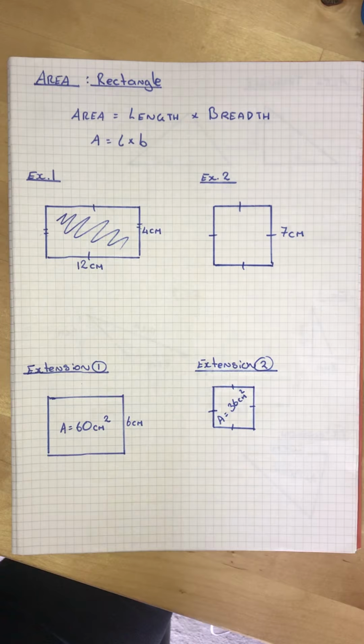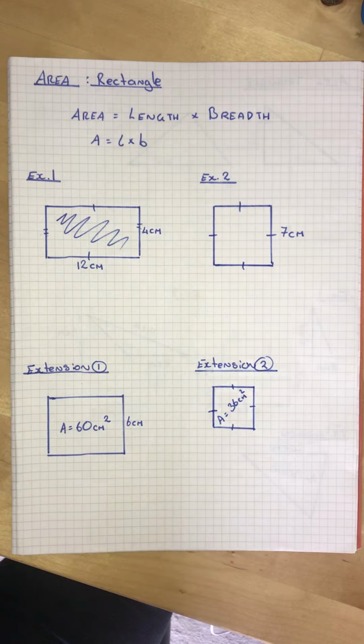Right. So what we're going to do is learn how to calculate the area of a rectangle. So area is the space that is within a two-dimensional shape. So it is the size that this shape takes up. So it's everything within here.